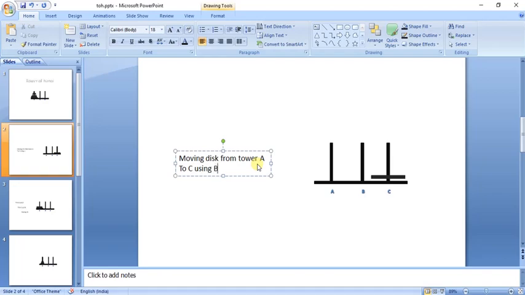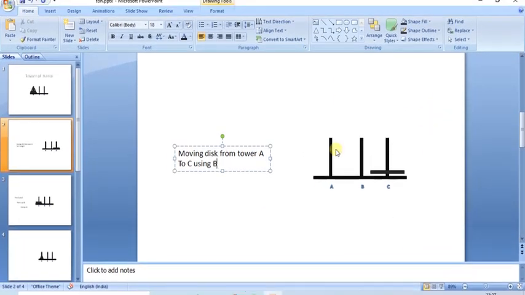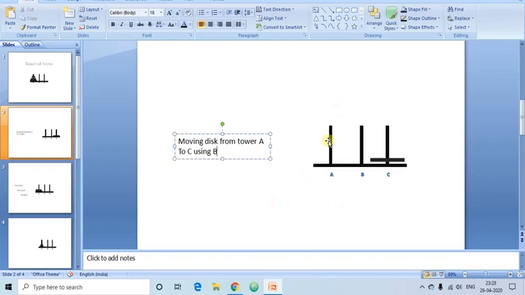Here we are given three towers. The last tower is called the destination tower, and the first tower is called the source tower. Here is the source and here the destination, and tower B is called the auxiliary tower. Means it helps to move all the disks from A to C. It is the helping tower.